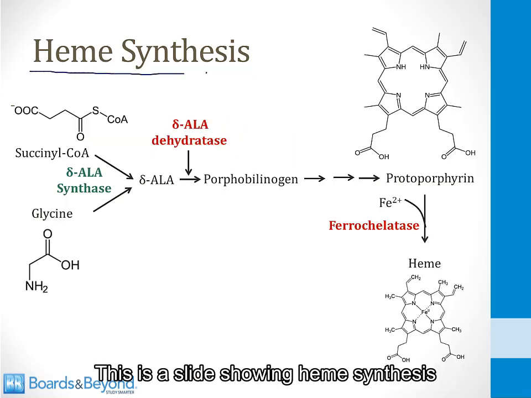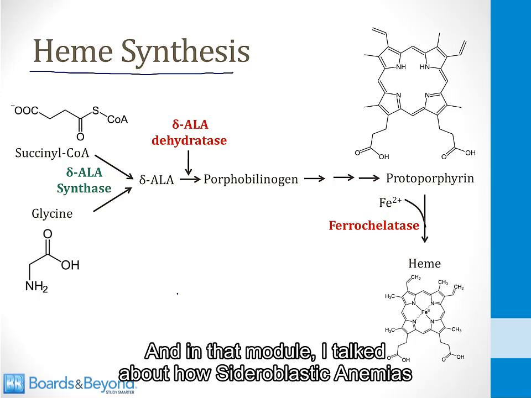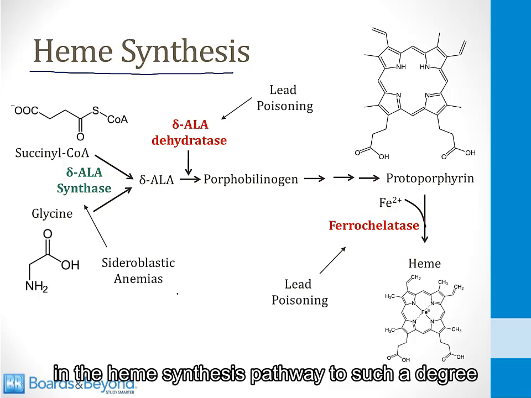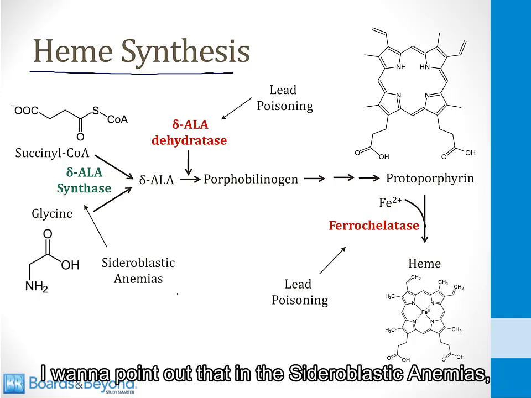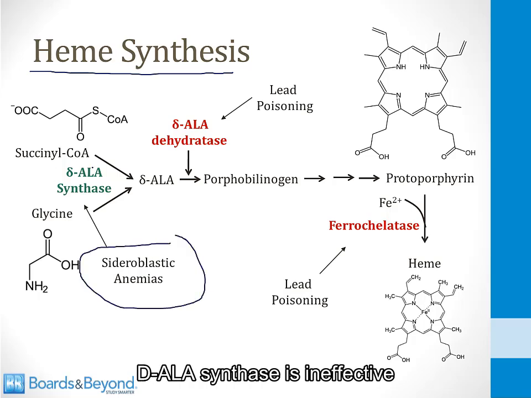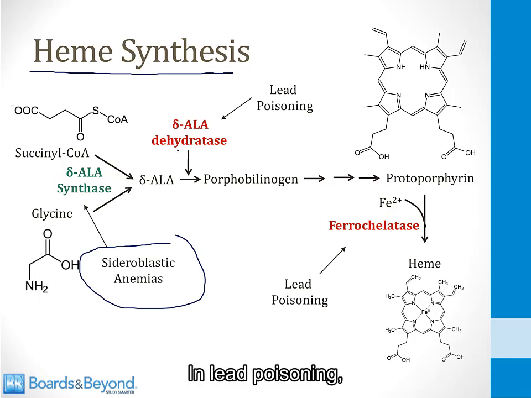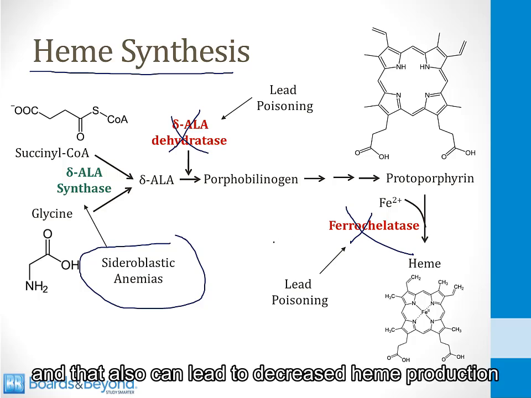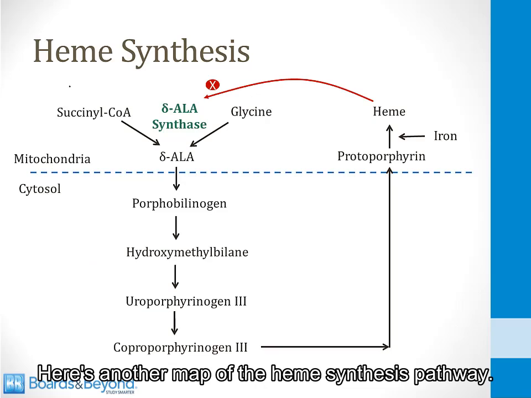This is a slide showing heme synthesis that I used in the module on microcytic anemias, and in that module I talked about how sideroblastic anemias and lead poisoning could inhibit several enzymes in the heme synthesis pathway to such a degree that heme production was impaired and anemia resulted. So just by way of review, I want to point out that in the sideroblastic anemias, D-ALA synthase is ineffective, and that leads to decreased heme synthesis and a microcytic anemia. In lead poisoning, the enzyme D-ALA dehydratase and ferrochelatase can be inhibited, and that also can lead to decreased heme production and an anemia.